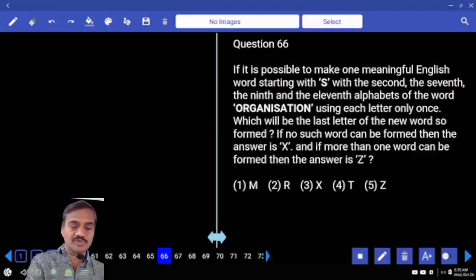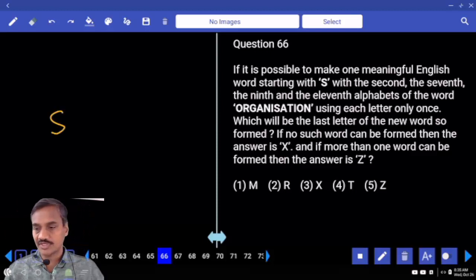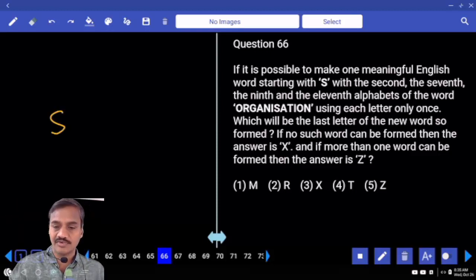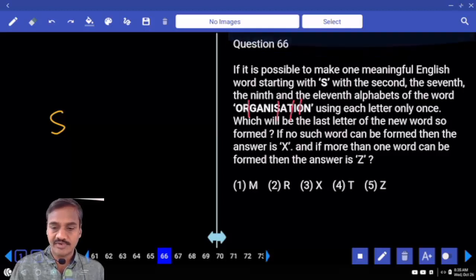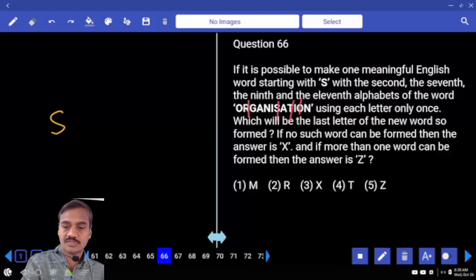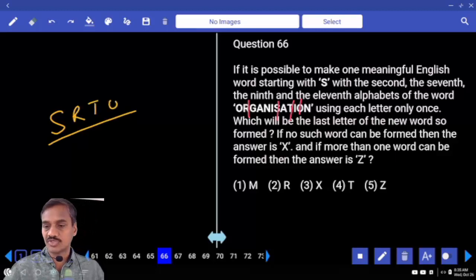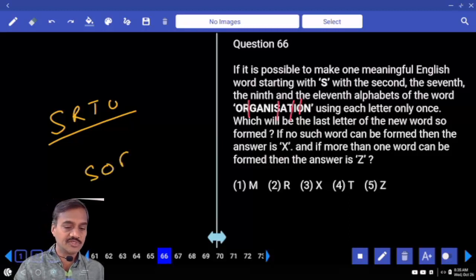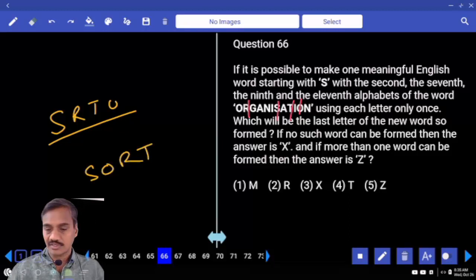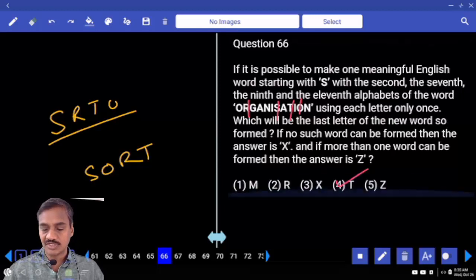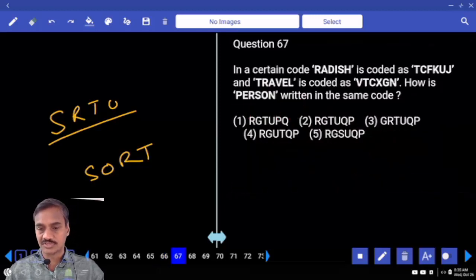And if it is possible to make one meaningful English word starting with S using the second, seventh, ninth and 11th letters. Second, 3, 4, 5, 6, 7, 9 and 11. What are the letters we have? S, R, T, O. Now tell me what is the word that can be found starting with S? S-O-R-T, short. Isn't it? Sorting. And so what is the last letter here? T is the last letter, that is choice 2 for question number 66.